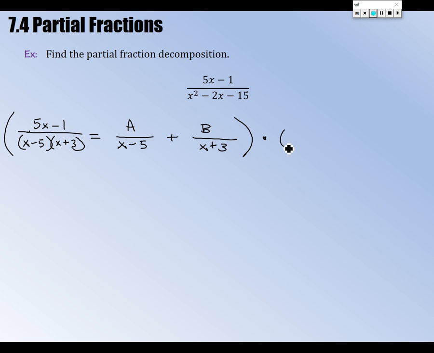I will clean this statement up a little bit. I'm going to multiply by x minus 5 and x plus 3 on both sides, all the way through every term. What that gets me over here is simply 5x minus 1, and over here, a times x plus 3 plus b times x minus 5. So it's a little cleaner now.